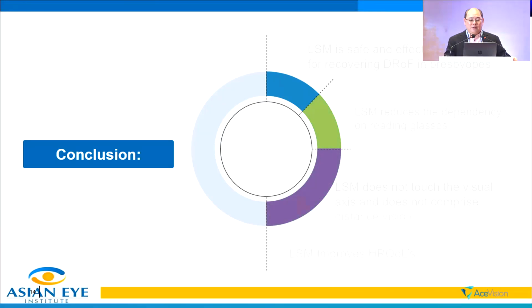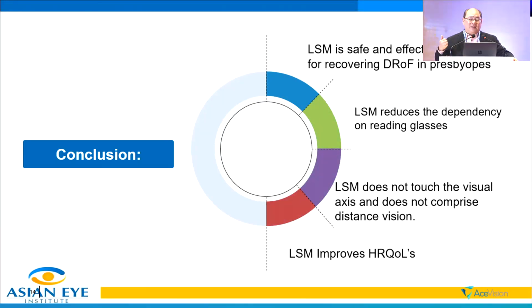In conclusion, the first phase of our study was about safety. Are we causing any adverse event? Second, what kind of effect are we causing? We have good intermediate vision and a modest amount of near vision. It reduced their dependence on reading glasses. The most important feature is that we reserve the cornea and the lens for future use, and it improves their quality of life. So this is laser scleral microporation using an erbium YAG laser on emmetropic presbyopes. Thank you.